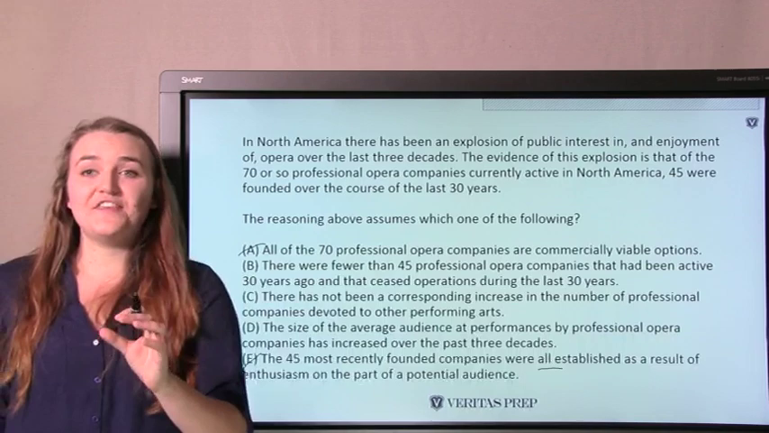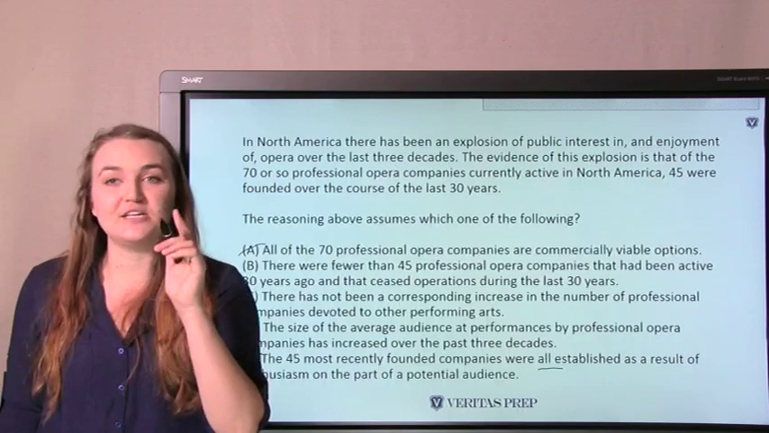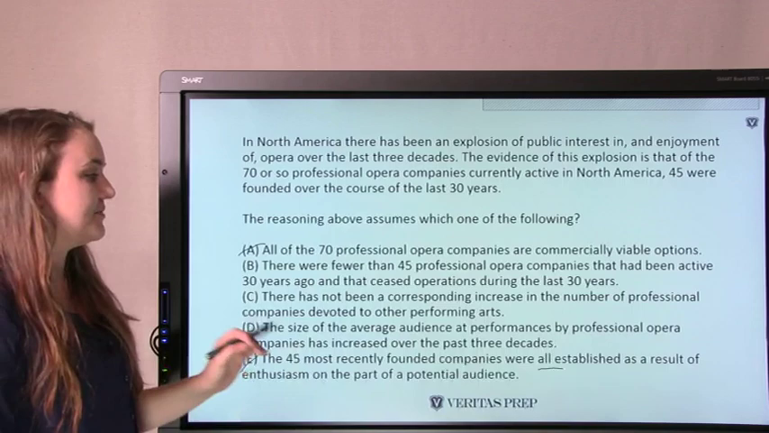So with this in mind, yeah, there we go. Millionaire could be that potential audience. We're going to talk about B in just a moment, so circle back with me then. With answer choice D, the size of the average audience at performances by professional opera companies has increased. Well, this certainly doesn't have to be true.